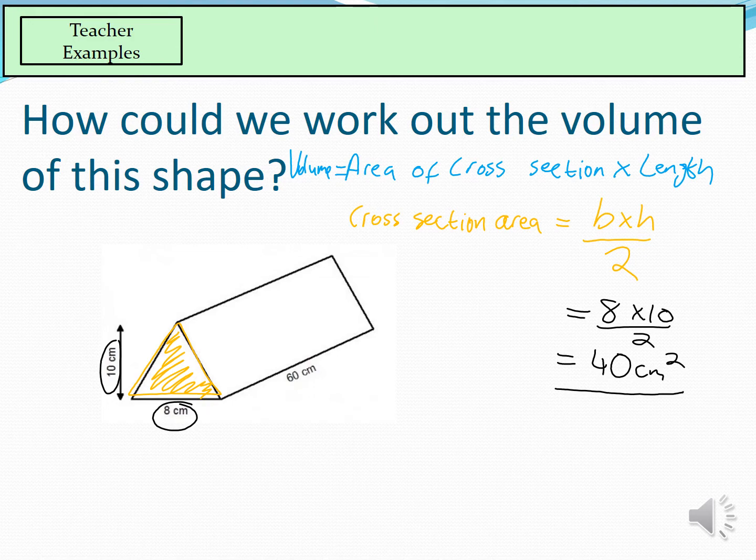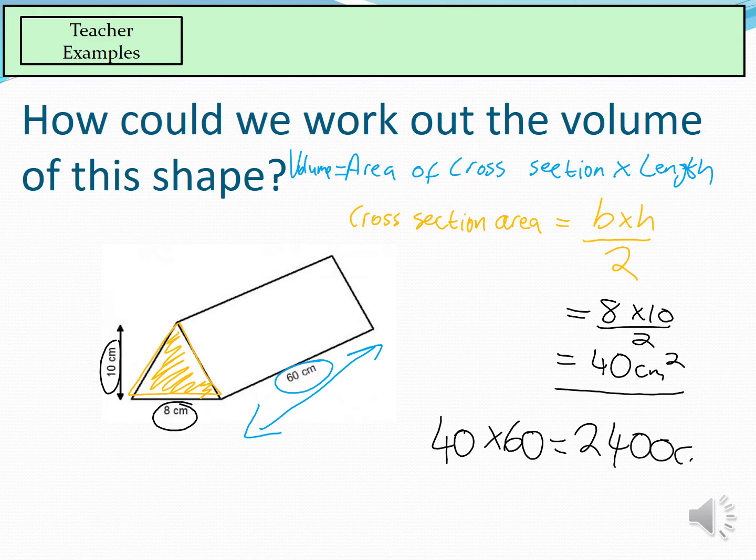And now we need to times that by the length. What is the length of our shape? The length is how long the shape is. That is 60 centimeters. So I'm just going to take our answer for the cross section, 40 times it by 60, and that gives us 2,400 centimeters cubed. Don't forget, when we're measuring volume, it's units cubed, and our unit here is centimeters.